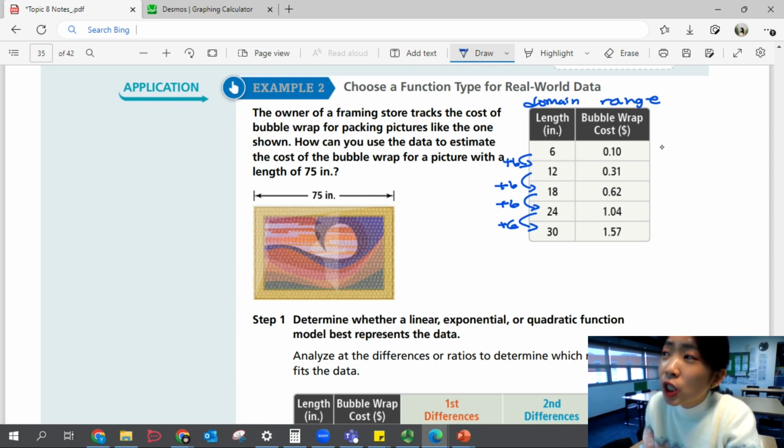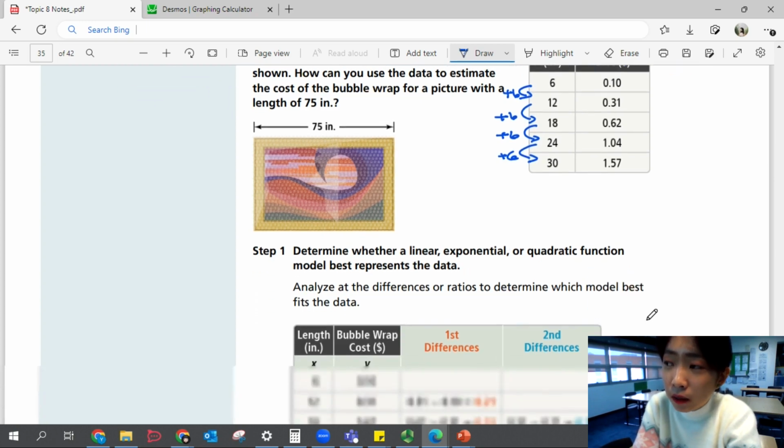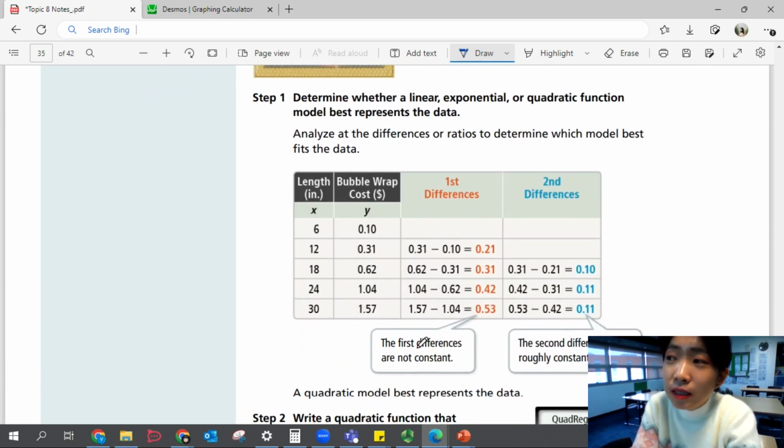Okay, and then the range, now we want to find the first differences, and then the second differences, and then the ratio if we need to. So figure out the first differences in step 1, and they're not constant. Second differences, they are close, but not exactly the same; they're roughly constant. If you want to check if the ratios are going to be better, if you figure out the ratios, they're going to be different as well.